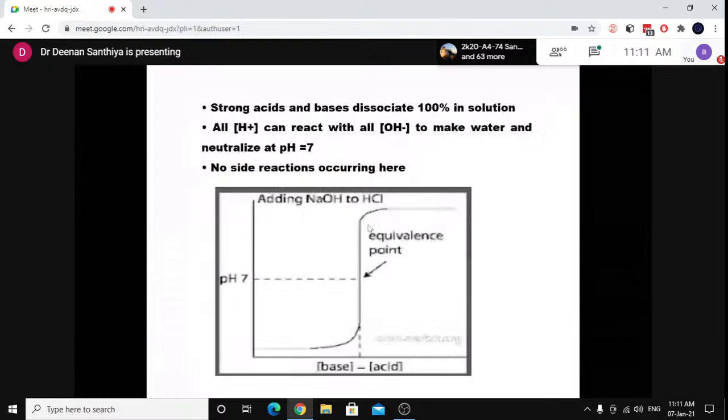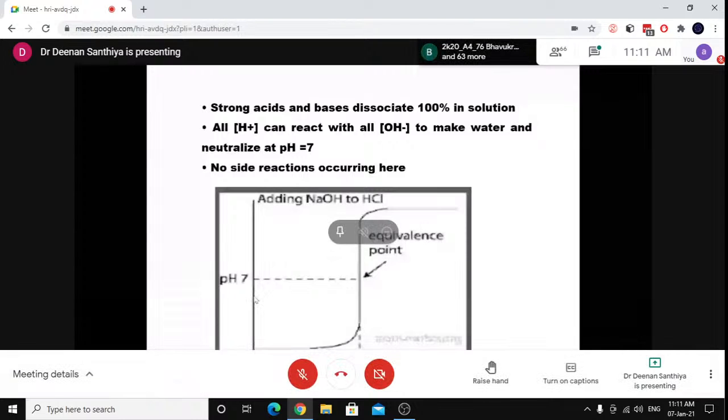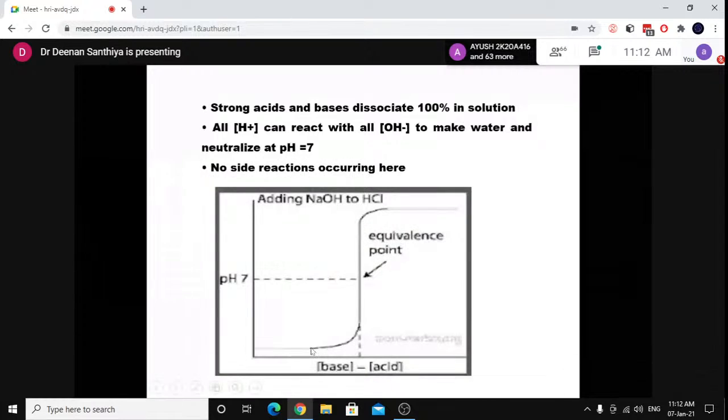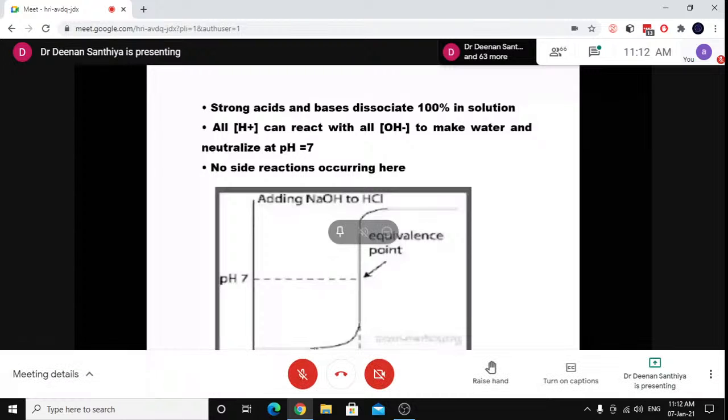So while you are doing the titration, you are adding sodium hydroxide to HCl. You take the hydrochloric acid solution in a conical flask and sodium hydroxide in the burette. When you start adding drop wise, what will happen? The pH of the acid will slowly rise, and at the equivalence point, there will be a sudden jump.